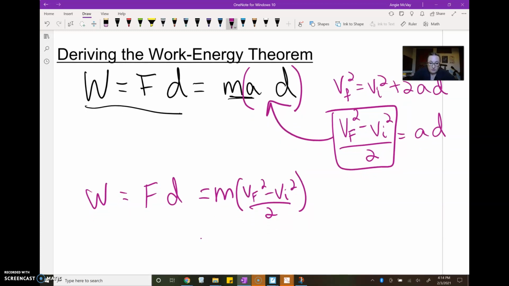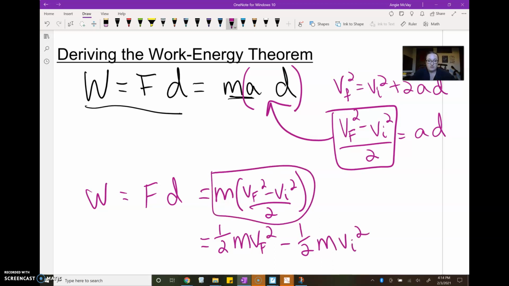Let's simplify this one step further. This factor of 2 is a 1/2. It applies to everything, so we can do our algebra, and what we end up with here is a more familiar equation, 1/2 m v final squared, and then minus 1/2 m v initial squared. That's what this simplifies to. I don't need to box that. I just wanted to bring your attention to it.